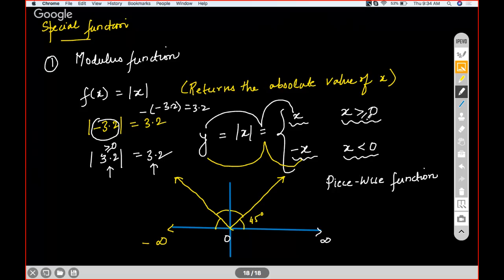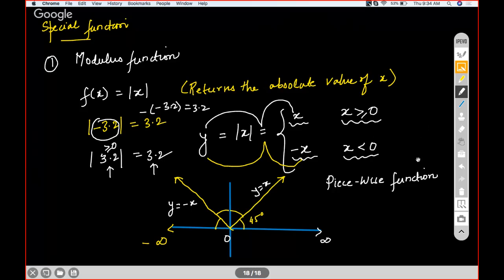So when your x is greater than or equal to 0, it will behave like the line y equals x. And when x is less than 0, it will behave like the line y equals negative x. So when x is greater than or equal to 0, it'll behave as y equals x, and otherwise it'll behave as y equals minus x. Absolutely.